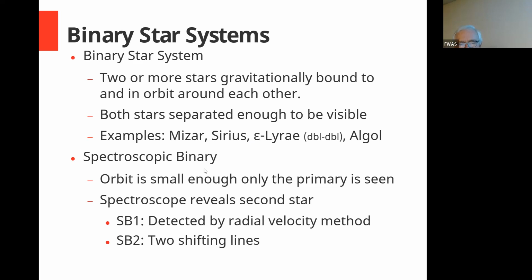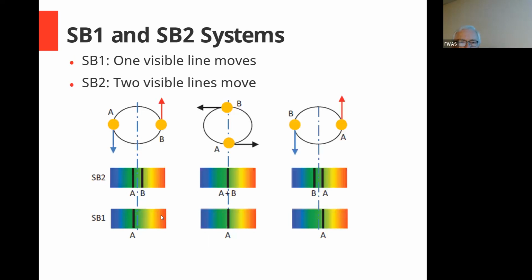Optical spectroscopic binaries are in very close orbits, and so you can only really see the primary. But if you do photometry on it, you can actually get a light curve on it. You can see the variations based on your observations. So this is kind of what you'd expect to see in an SB1 and SB2 system.